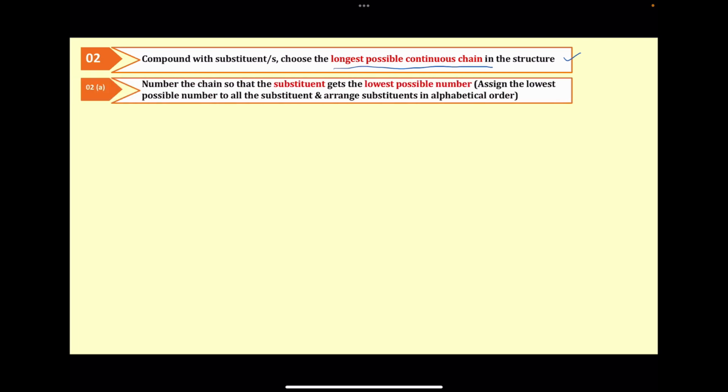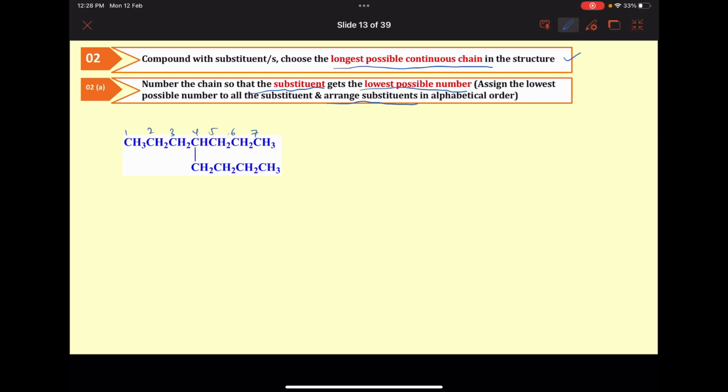And then for 2A, number the chain of the substituent with the lowest possible number. So you need to assign the lowest number to all substituents, and then when you name it, arrange the substituents in alphabetical order. Okay, kita tengok pada example yang diberikan. So, for example, like this one, kita try and error dulu. Okay, kita start 1, 2, 3, 4, 5, 6, 7. Okay, ataupun kita boleh buat the second route.